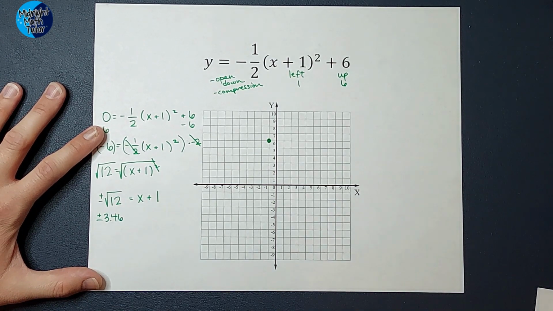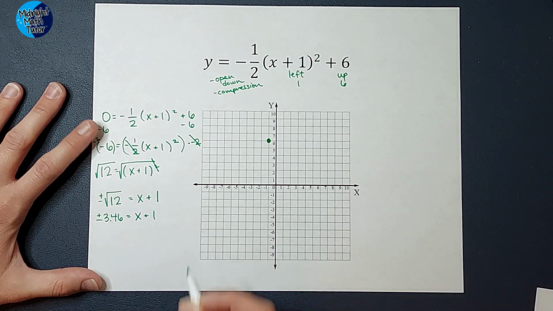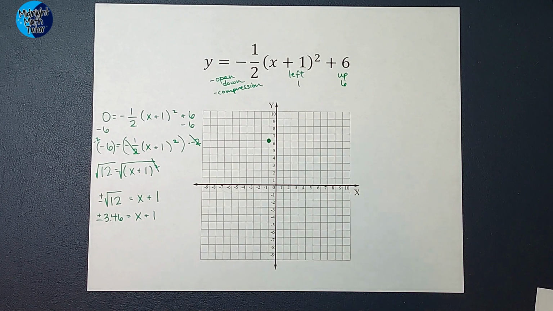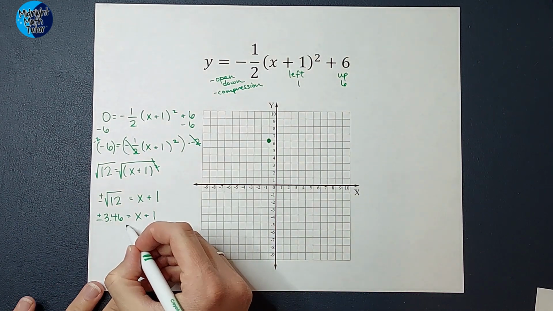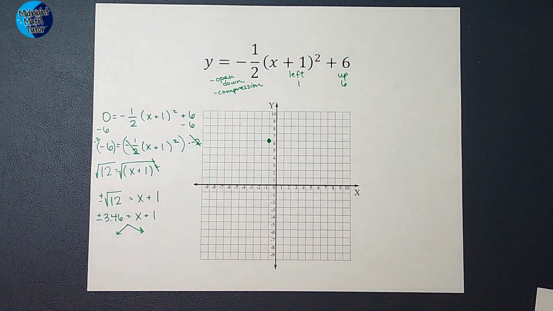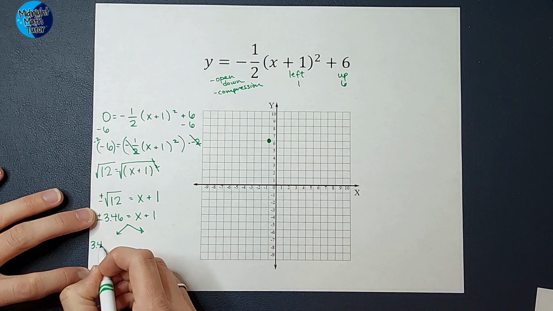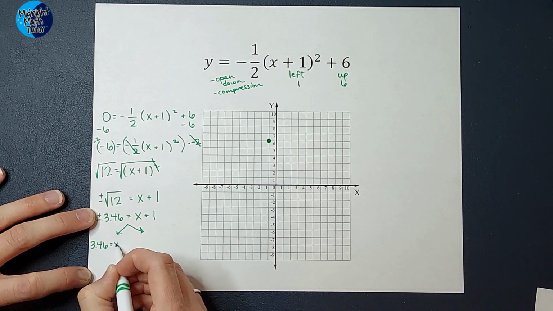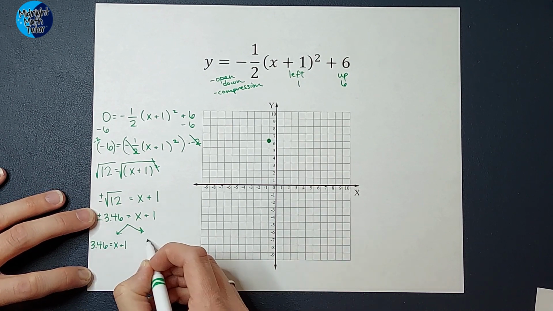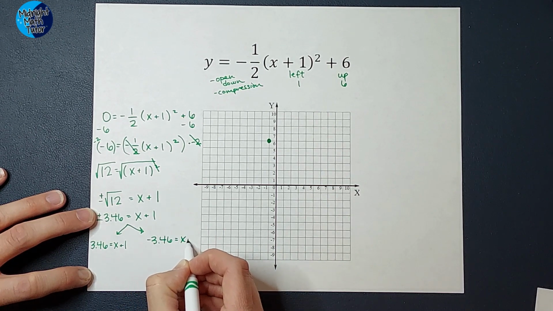So when I plug in the square root of 12 to my calculator, I get 3.464, and it keeps going. So I'm just going to leave it at 3.46, round it, okay? And we're saying that is equal to x plus 1, okay? Now, this is where I'm going to split into 2 answers, okay? So I'm going to have the positive over here, the 3.46 equals x plus 1, and the negative 3.46 equals x plus 1.